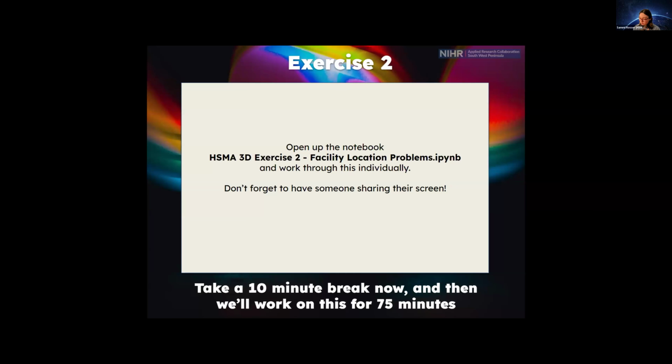So it hopefully won't be as complex as it looks to actually start calculating some of these outputs for yourself. So I'm going to leave it there for now. As I say, 10-minute break, but first, do we have any questions?